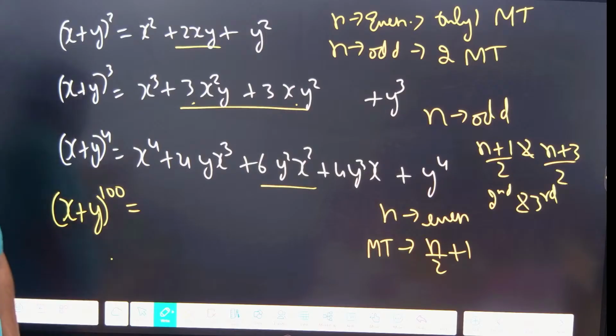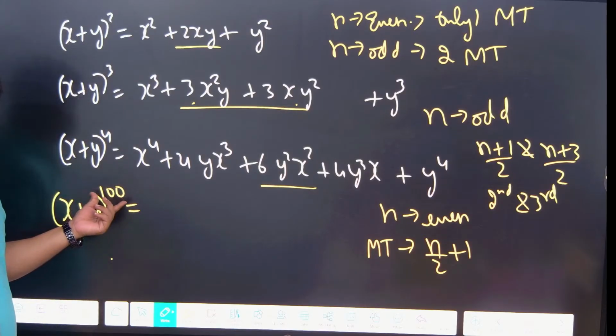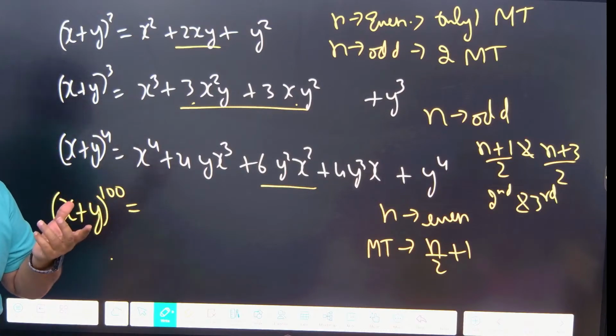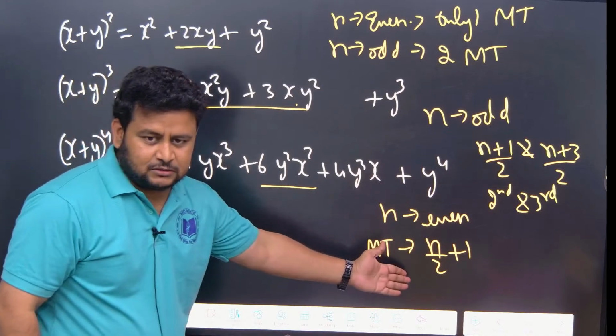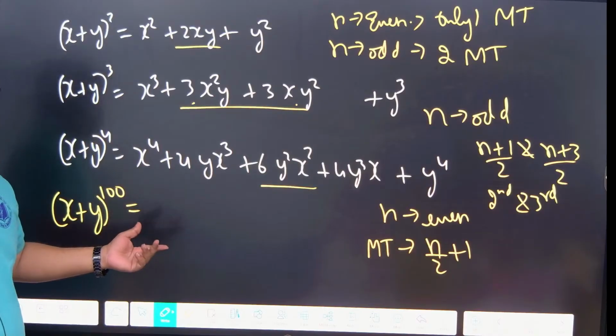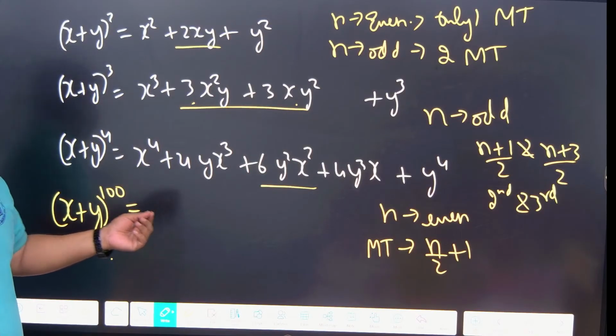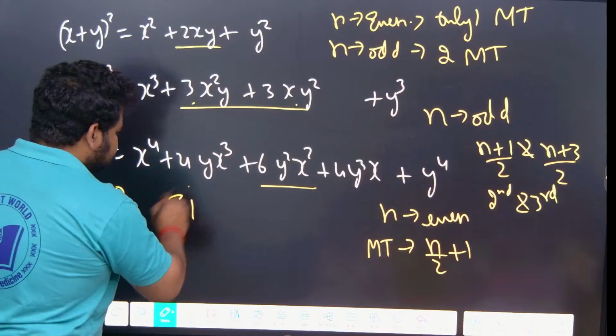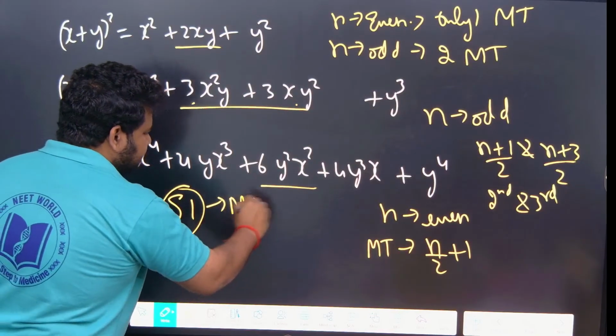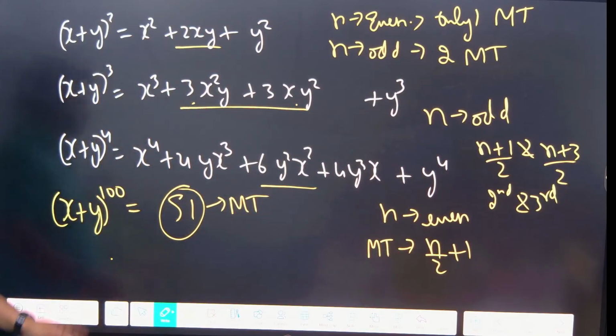First of all, tell me, is it even or odd? Even. So for even, what is the formula for the middle term? n by 2 plus 1. That will become 100 by 2 plus 1. 100 by 2 is 50, plus 1 is 51. So the 51st term is the middle term.